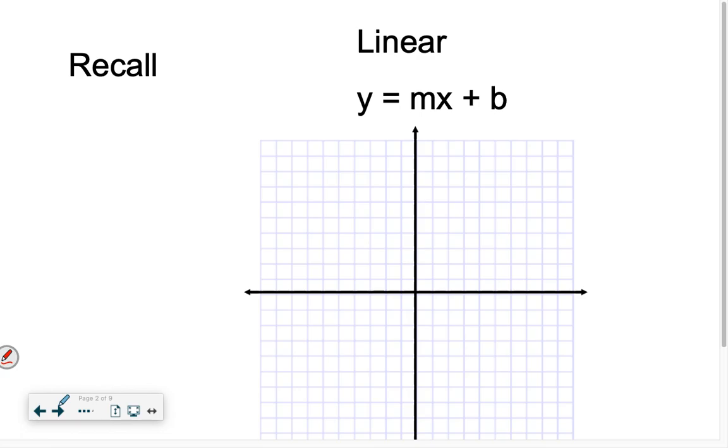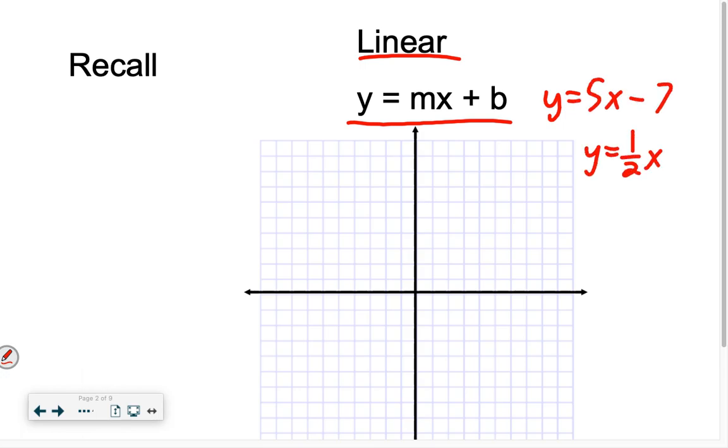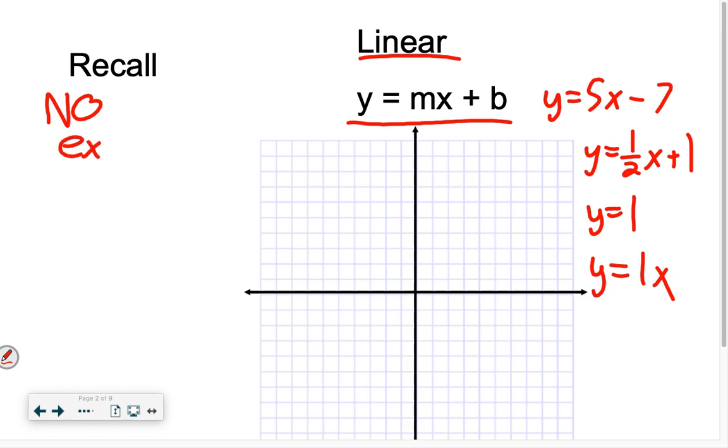All right, so linear equations. Now, if you recall linear, we said this almost 1,000 times. y equals mx plus b is the general form of that equation for lines. And so if you recall, there's different numbers. It could be 5x minus 7. It could be y equals 1/2 x plus 1. If m was 0, it could be like y equals 1 or y equals 1x. There's just a bunch of different equations. Now, one thing to notice that's really important is there are no exponents.